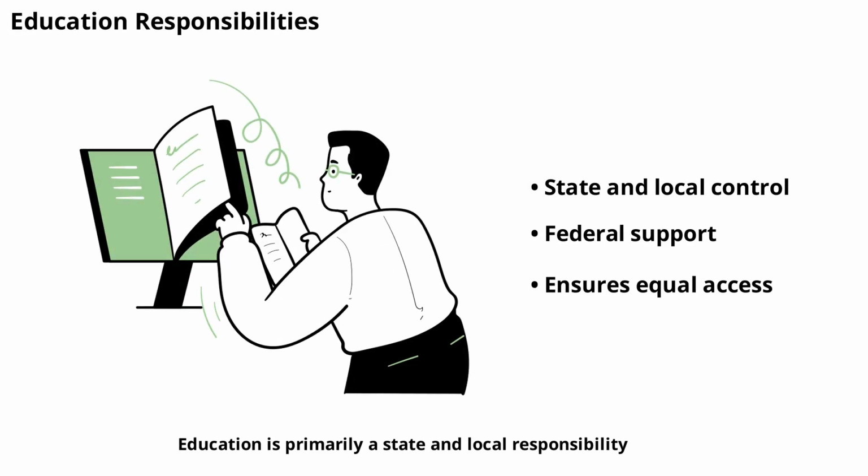Education is primarily a state and local responsibility, but the federal government also plays a role. States set standards and fund schools, while local districts manage day-to-day operations. The federal government provides funding for special programs and ensures equal access to education. This partnership helps maintain high standards and address local needs.